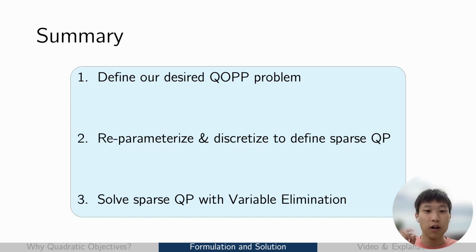So summarizing, first, we express our problem as a quadratic objective retiming problem. Then, we reparameterize and discretize to obtain a sparse QP. And finally, we eliminate one variable at a time to solve the sparse QP. The result is an efficient algorithm to solve our retiming problem, in which we may have joint state action constraints and multiple quadratic objectives we seek to balance.